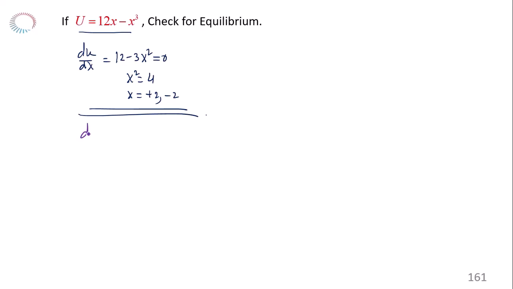So once I do the second derivative d2u by dx square, this value comes to be minus 6x, because 12 minus 3x square differentiation, so 12 becomes 0. So minus 3 into 2x, minus 6x. So now the minus 6, if I put x equals to plus 2 over there, I am getting minus 12, negative, that is stable equilibrium. So stable equilibrium at x equals to plus 2.